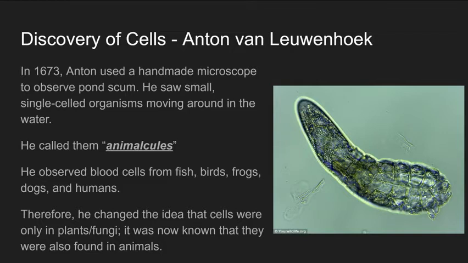Now we move on to our next scientist. This guy's name is Anton van Leeuwenhoek. A couple years later, in 1673, Anton used a handmade microscope to observe pond scum, which is just like pond water. He saw small single-celled organisms moving around the water. He called them animalcules, which is kind of like molecules, but with animals. He observed blood cells from fish, birds, frogs, and humans.